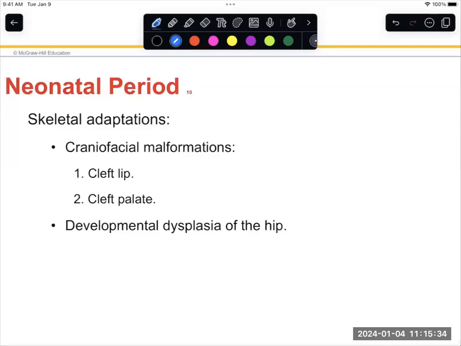Developmental dysplasia of the hip, or a congenital dislocation of that hip, is more common following a breech baby. A breech baby means the butt's coming out first. Diagnosis can be confirmed with ultrasound, and it is treated with padded diapers and or surgery.